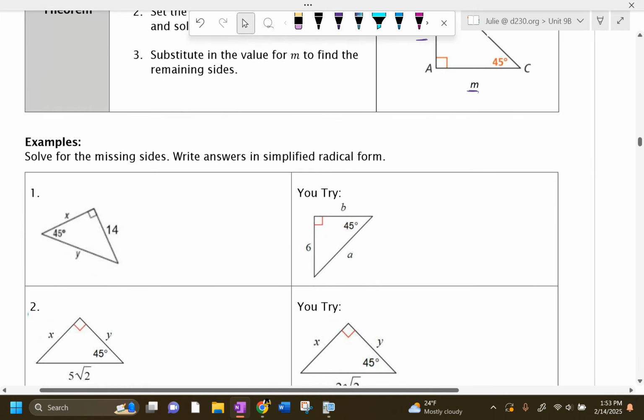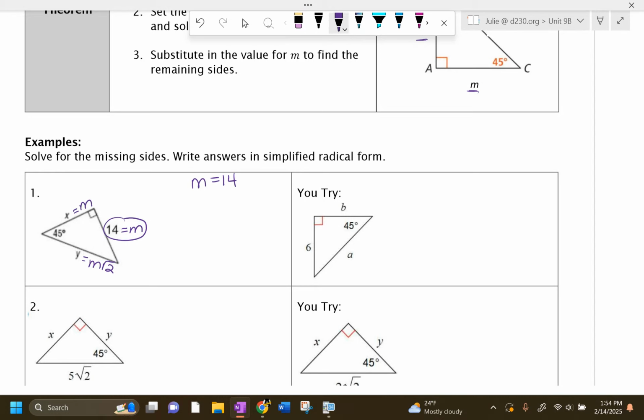Okay, so here's what this looks like. For number 1, the two legs we're going to set equal to m, and the hypotenuse we're going to set equal to m square root 2. Okay, then we're going to take the side that has the number. So in this case, 14 is equal to m. We're going to write it with m first, so m is equal to 14. All right, now if m wasn't by itself, we would have to get m by itself, but in this case it is, so we're good.